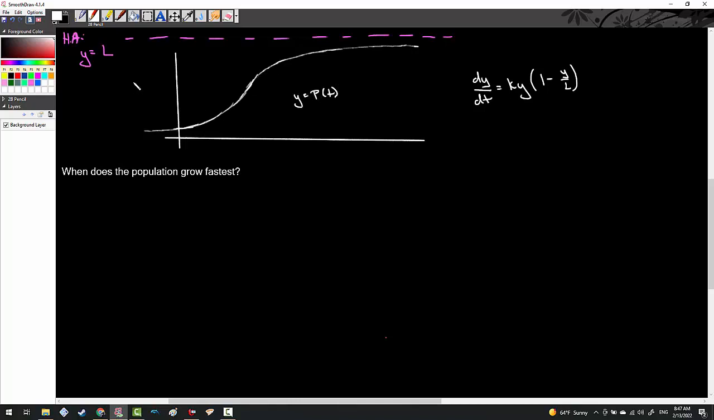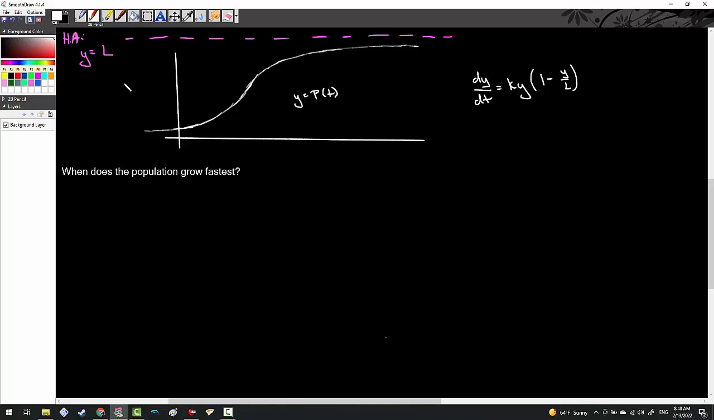Well, remember back in Calc AB, we learned that if we were to look at the first derivative, the first derivative would tell us the way something was growing. So whether something was increasing, decreasing, local maxes, local mins. But if we wanted to find out how the increase was changing, we would take the second derivative, and that was measured by concavity, right?